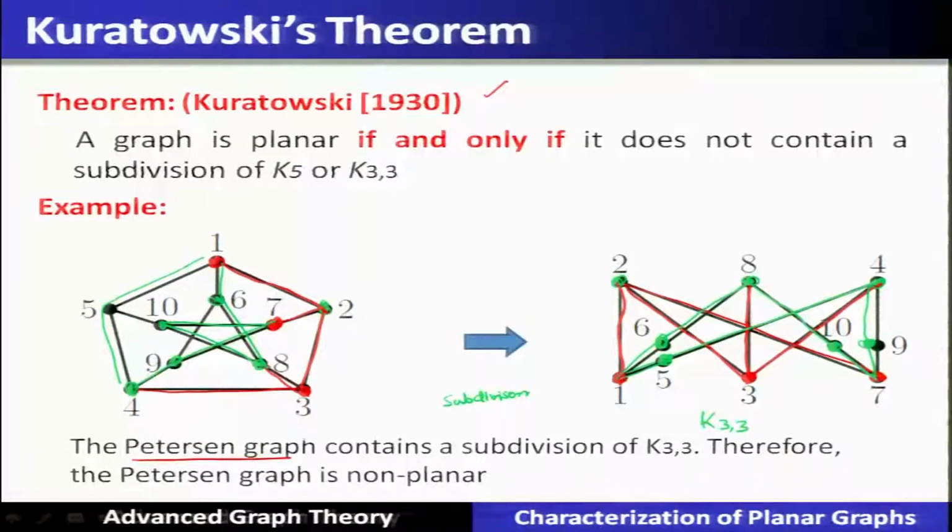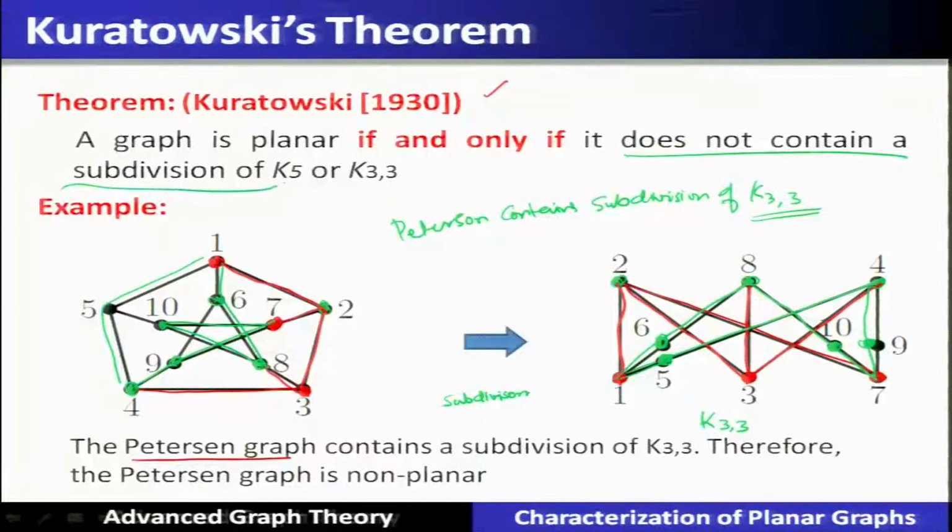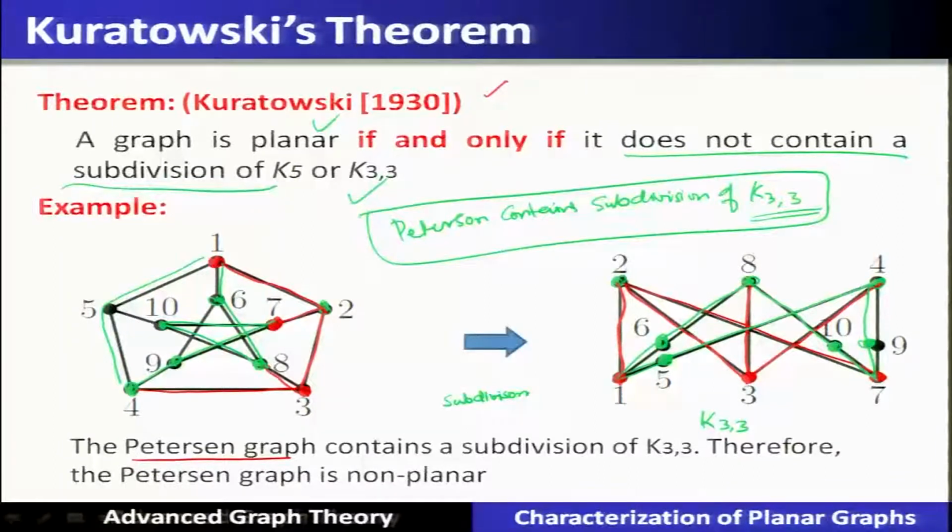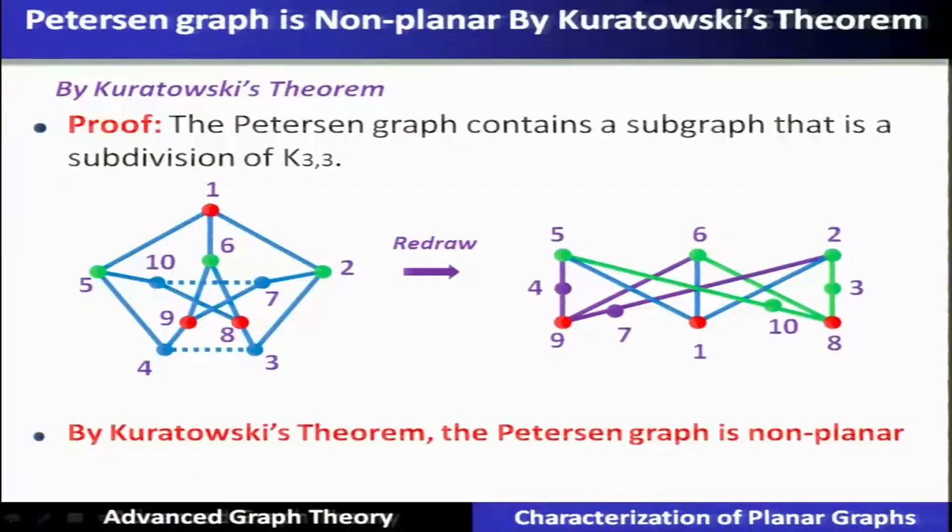So, this particular graph, the Petersen graph, contains a subdivision of K33. Now, Kuratowski's theorem says that a graph is planar if and only if it does not contain a subdivision of either K5 or K33. Since it contains a subdivision of K33, hence it is not a planar graph. So, the Petersen graph is non-planar by Kuratowski's theorem. We have again shown this in this particular figure.